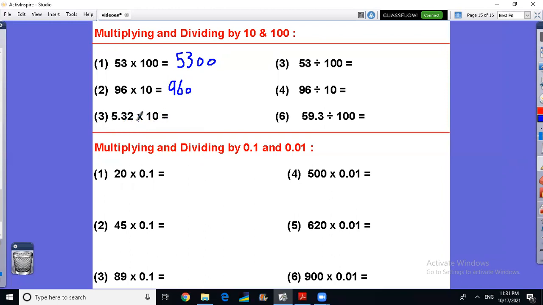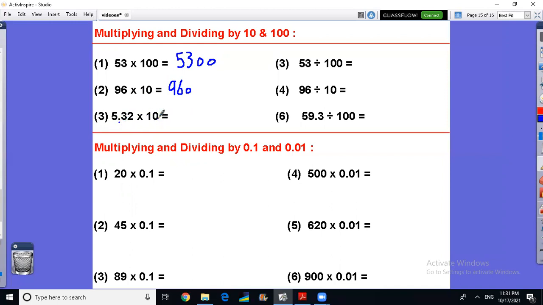Oh, now it is a decimal, mister. 5.32 times 10, which is 5 and 32 hundredths times 10. How do we do this? Don't say, I'm going to write the number and then put at the end a 0. No. Multiplying decimals by 10 or 100 or 1,000, we just move the decimal point to the right. Multiplication to the right. But how many times?